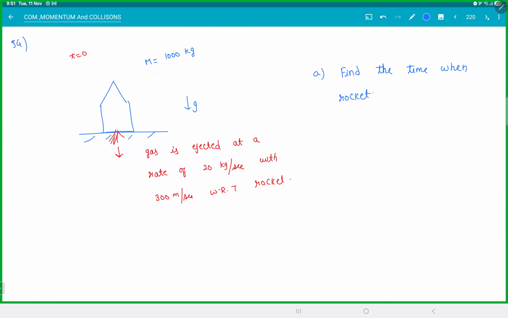The rocket immediately won't go off. You have to overcome the weight. And find the acceleration of the rocket at t equal to 30 seconds. Let's get these two.